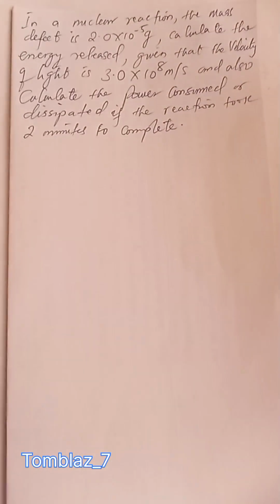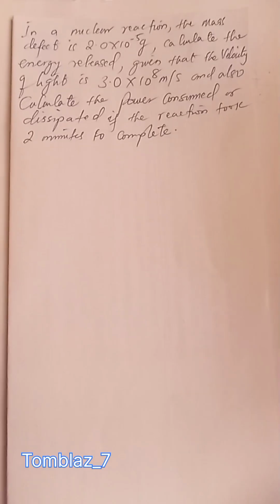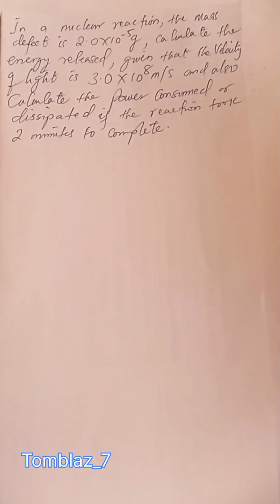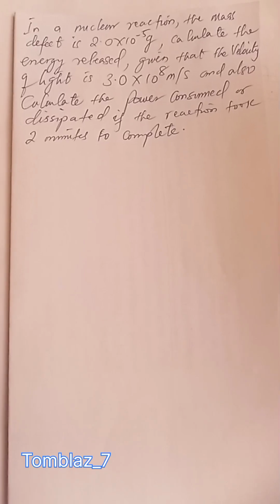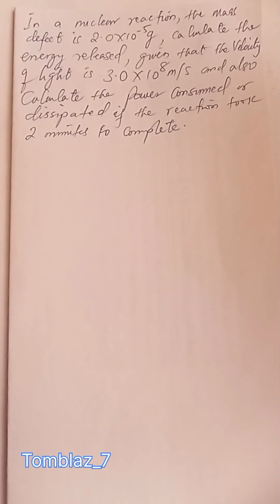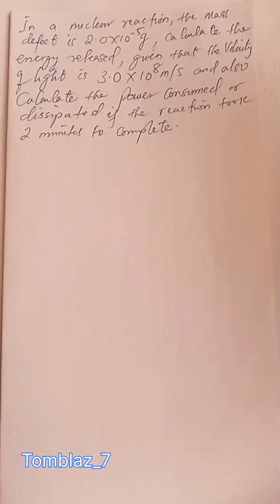Hello, wonderful learners. So I have this question. It says in a nuclear reaction, the mass defect is 2.0 times 10 raised to minus 5 grams. Then calculate the energy released, given that the velocity of light is 3.0 times 10 raised to power 8 meters per second. And also calculate the power consumed or dissipated if the reaction took 2 minutes to complete.